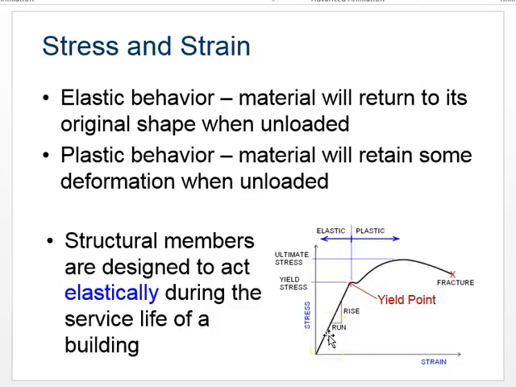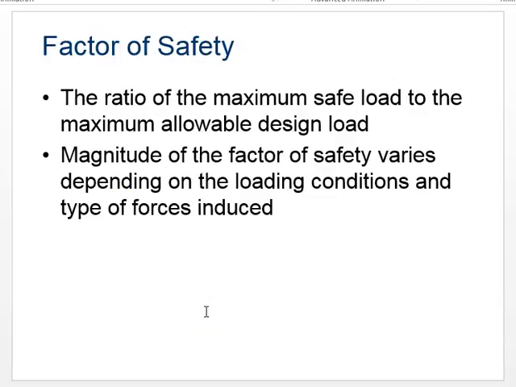We want to keep all our designs in this linear region. That way, when we apply loads and take them off, our members still maintain the same amount of strength they had originally. Factors of safety are extremely important in civil engineering. A factor of safety is a ratio of the maximum load to the allowable load that our code tells us we can use. Every part that we design in a building has a factor of safety, because we're very concerned that we don't want our buildings to fall down.